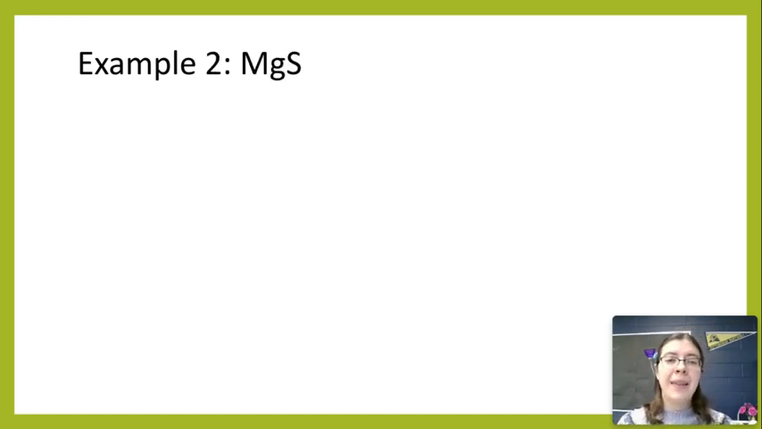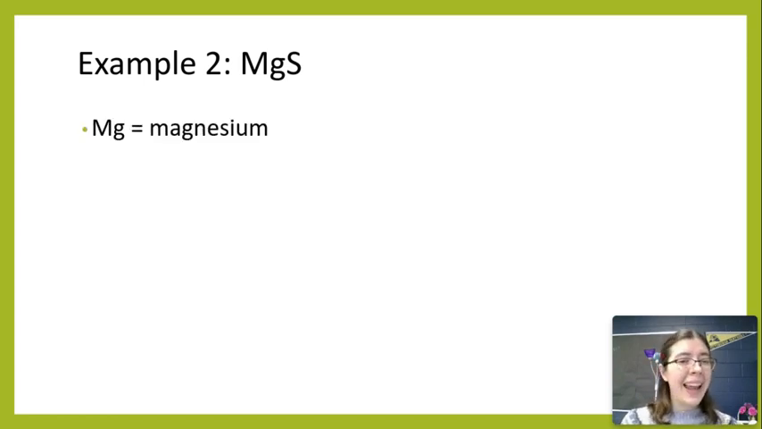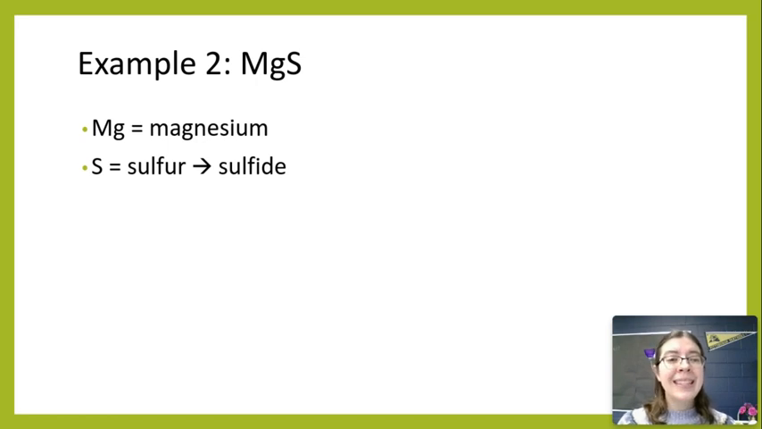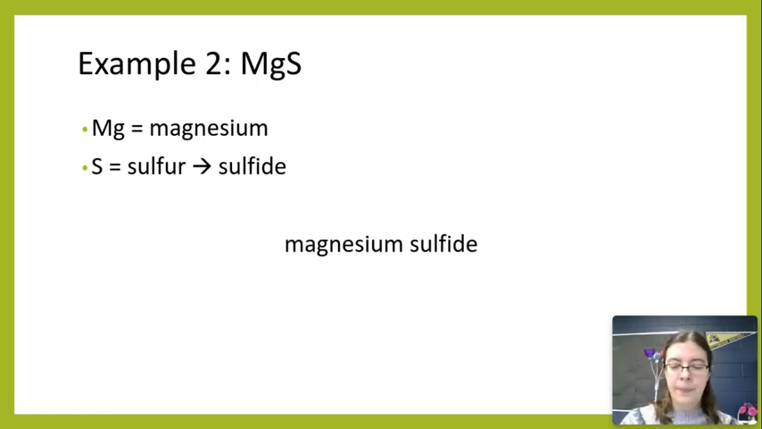Okay, this next one, MgS. So my first element, my cation, is magnesium. Again, I don't change the cation name. It's just what it is. The S is going to be for sulfur. So sulfur is going to become sulfide. So if I go ahead and stick those two words together, I get magnesium sulfide.